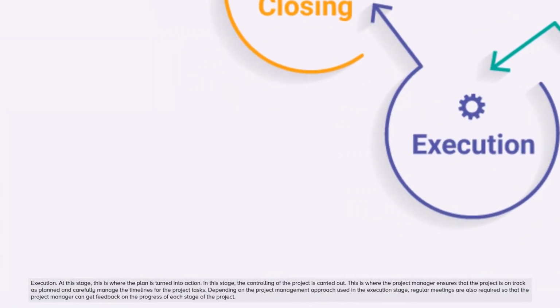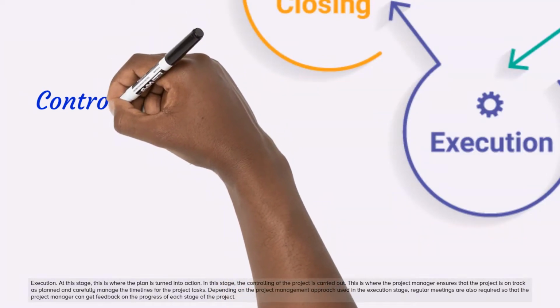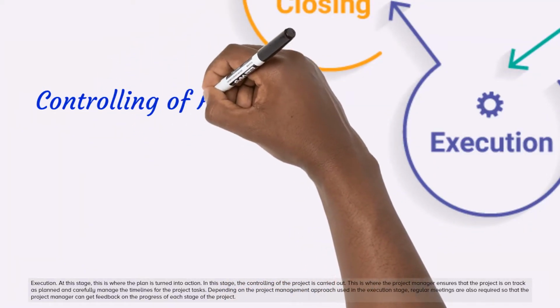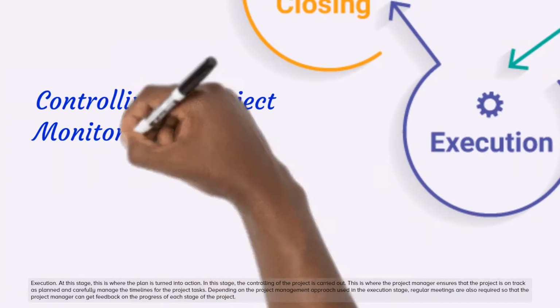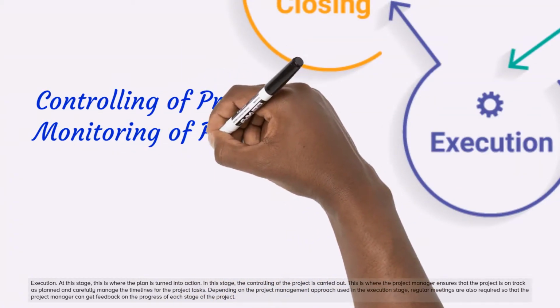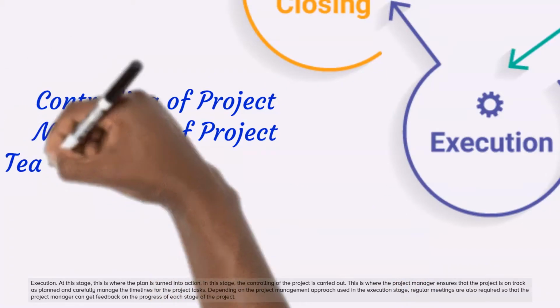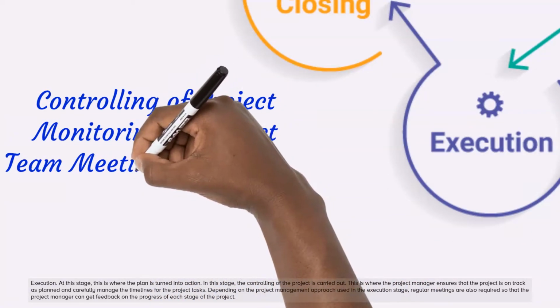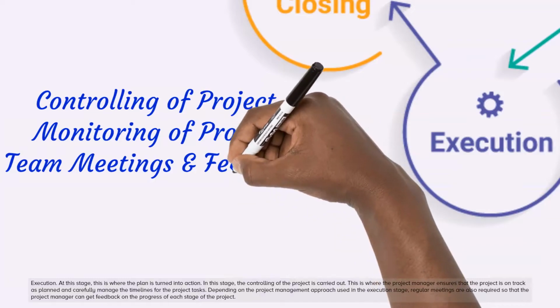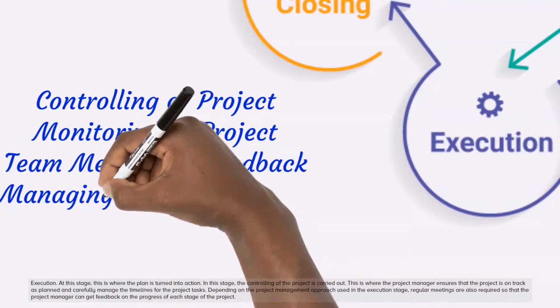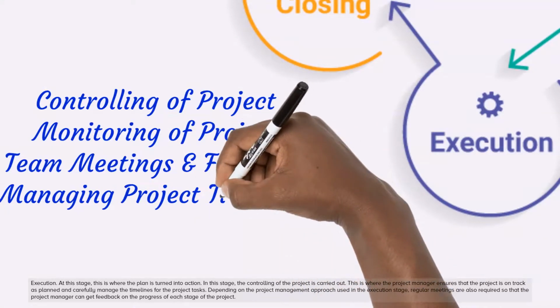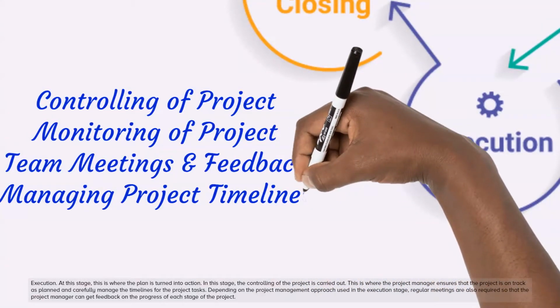Execution. This is where the plan is turned into action. In this stage, the controlling of the project is carried out. This is where the project manager ensures that the project is on track as planned and carefully manages the timelines for the project tasks. Depending on the project management approach used in the execution stage, regular meetings are also required so that the project manager can get feedback on the progress of each stage of the project.